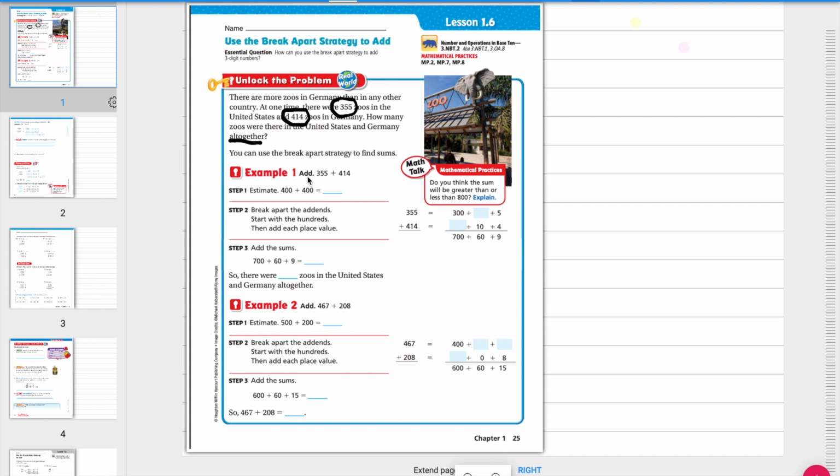So for example 1, we will first add 355 plus 414. Step 1, they're asking us to estimate, and this is just to give us a ballpark figure to help us know if our exact answer is close or is reasonable, as mathematicians would say. So 355 would round to the nearest hundred as 400. 414 would round down to the nearest hundred of 400 also. So that would be 400 plus 400 equals 800.